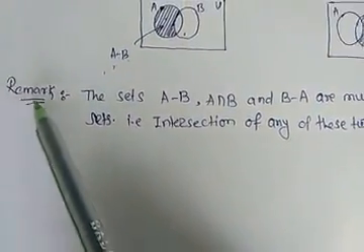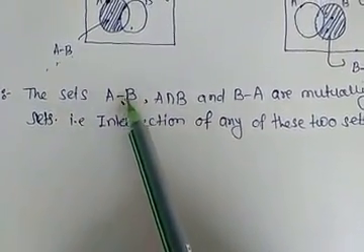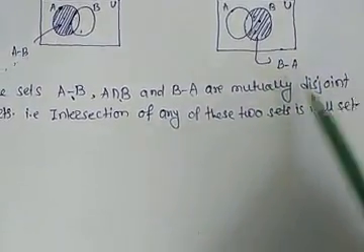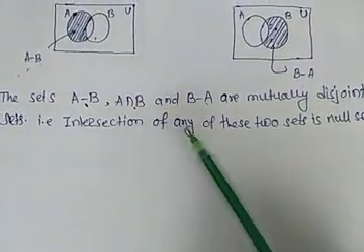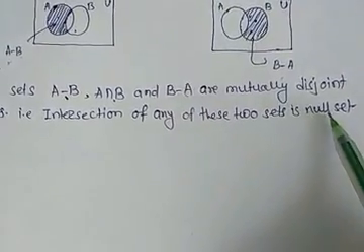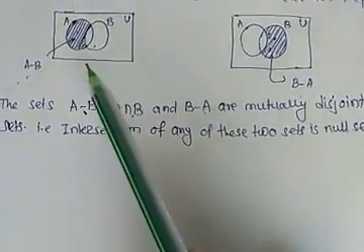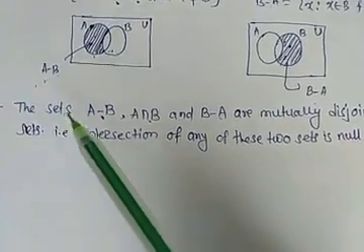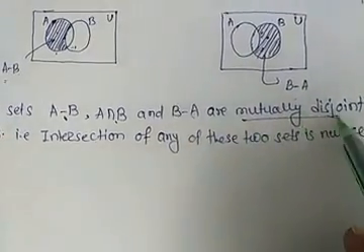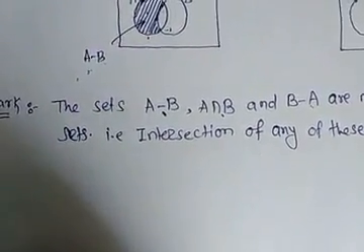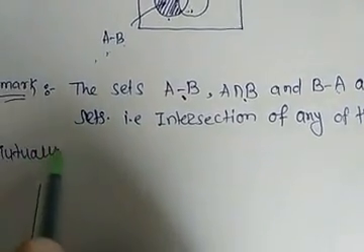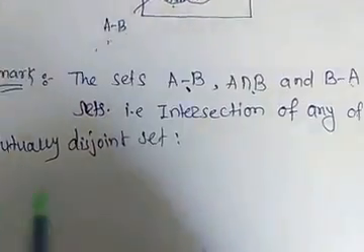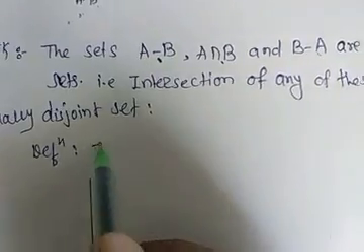Here there is a remark. The sets A minus B, A intersection B and B minus A are mutually disjoint sets. That is, the intersection of any two of these sets is the null set. That is, the intersection of A minus B and A intersection B is always the empty set. Mutually disjoint.